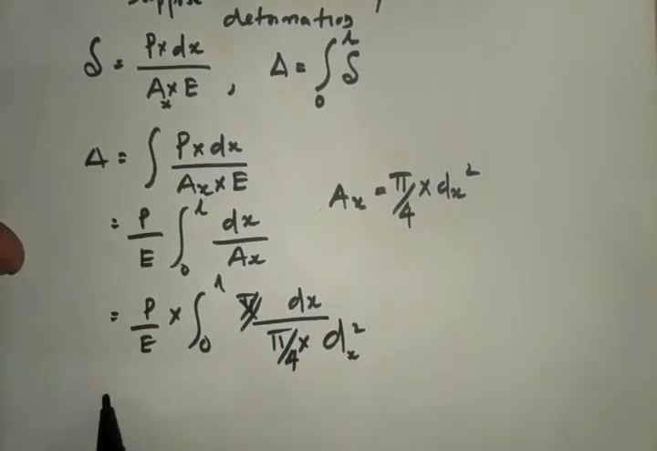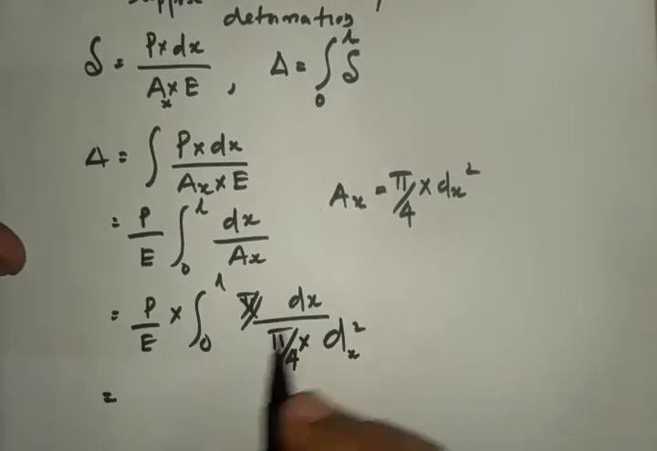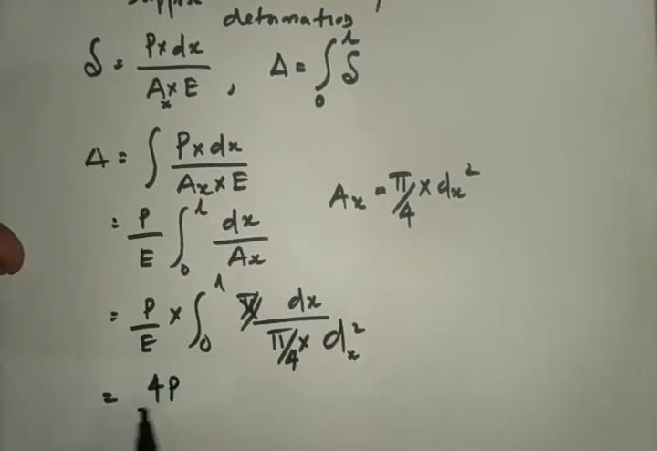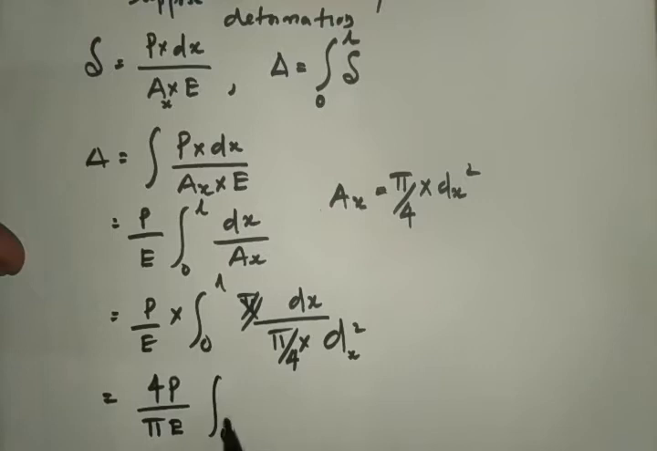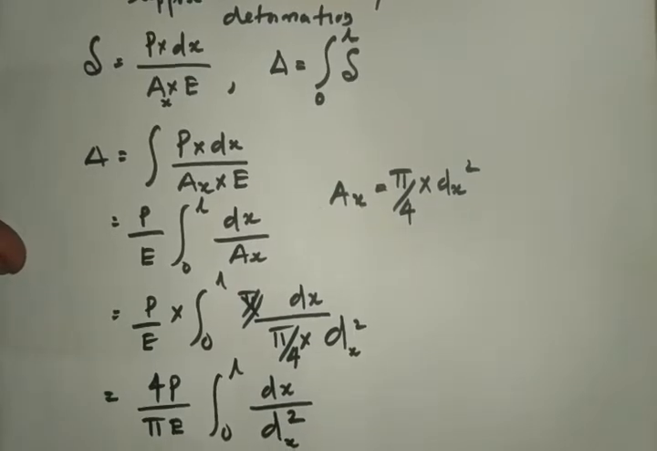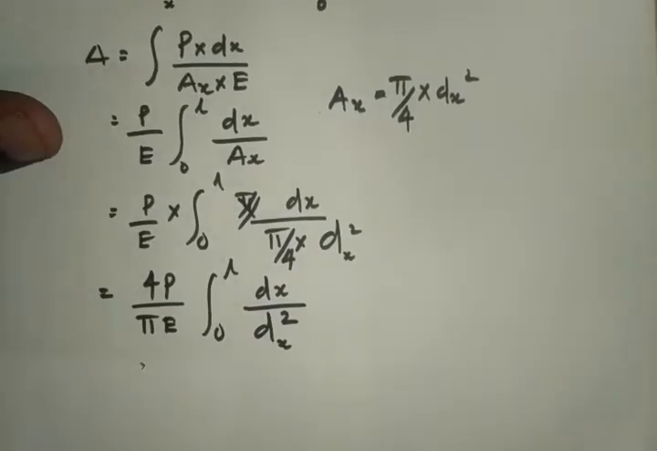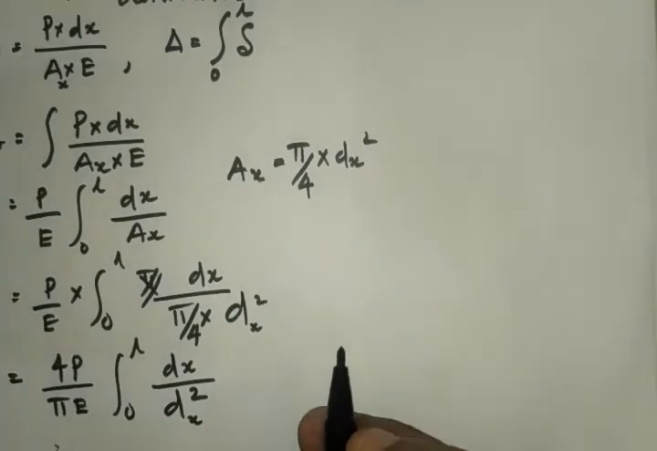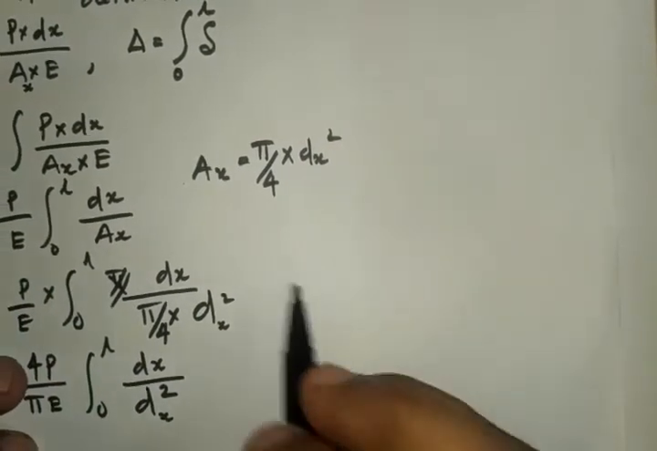So this value will become 4P by pi E, taken outside, integral 0 to L dx divided by Dx square. Now how can you find out that Dx value?